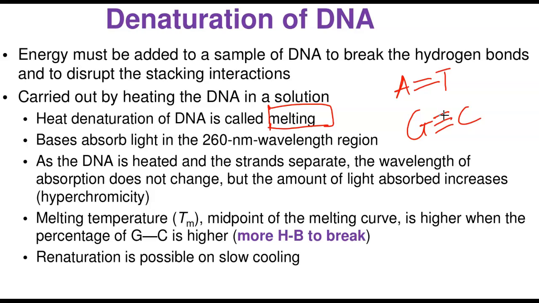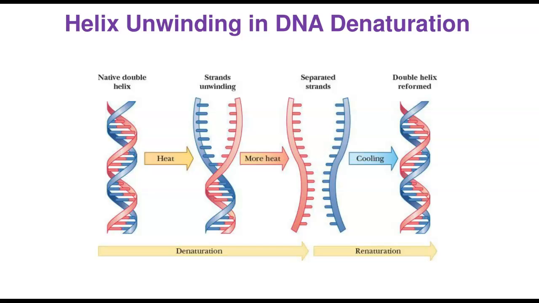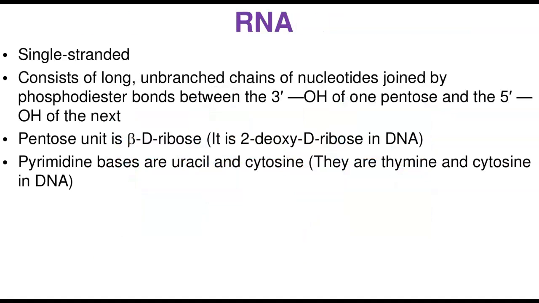Renaturation is also possible like in proteins. In this case, when you begin to cool them slowly, the DNA can reform. So this is the native double helix. When you begin to heat it, it will begin to break the hydrogen bonds, and the strands will begin to separate. If you add more heat, you can separate it into the 2 strands of DNA nucleotides. And then if you begin to cool it slowly again, it can renature or begin to reform. The hydrogen bonds can reform once again and assume the native state.